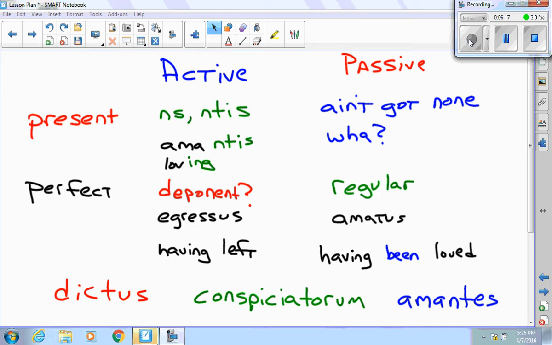Down here I give you three of these. Let's see if you can figure out which ones they are. Dictus is perfect and passive. Conspiciatorum is perfect and active. That's one of those deponents. And amantes is present and active. The first two do not have NS or NT in them. They cannot be present. Skip over them. Go to the perfect. Then I choose whether or not I think it's a deponent. If it's a deponent, it's active. If it's not, it's passive.